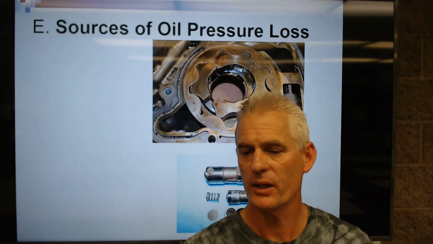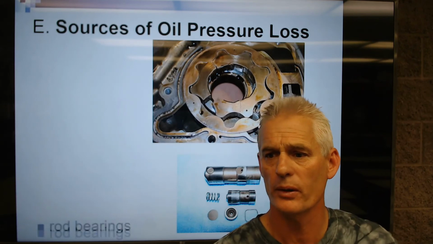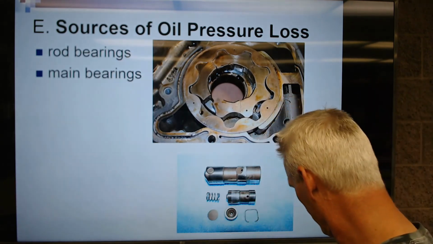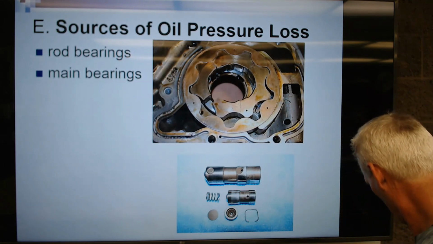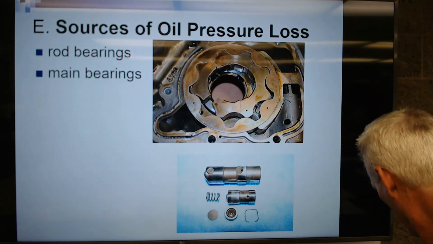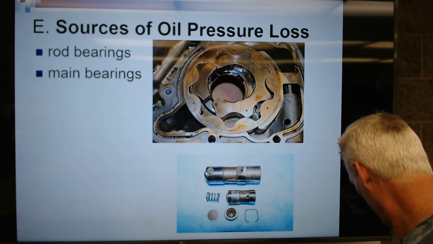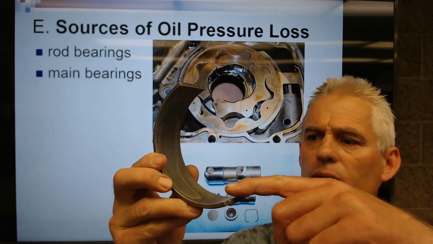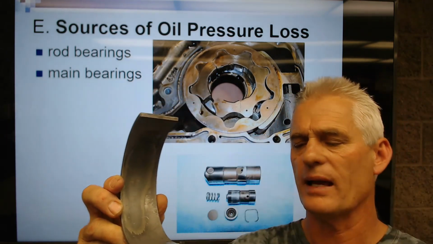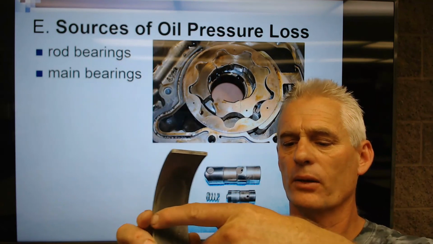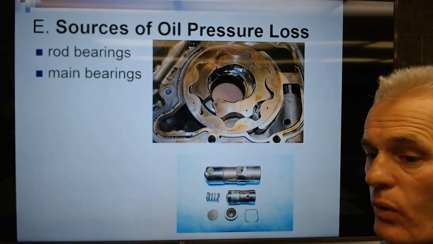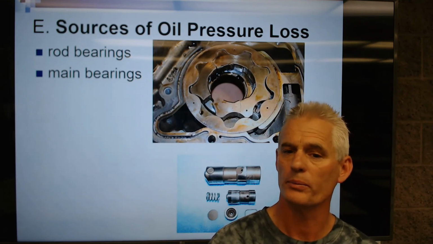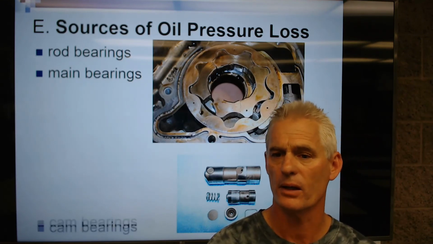So you've got lots of places in an engine where we can suffer oil pressure loss. Rod bearings and main bearings. Let me show you a worn rear main bearing. I think I've got one here. Looking for, well, you can see on this bearing, you can see the shadow of the wear there. That wear on that bearing is going to let oil leak out, and that'll be a source of oil pressure loss. And we're not talking about leaking externally. We're talking about an internal oil pressure leak.